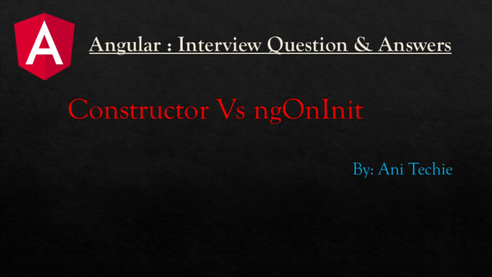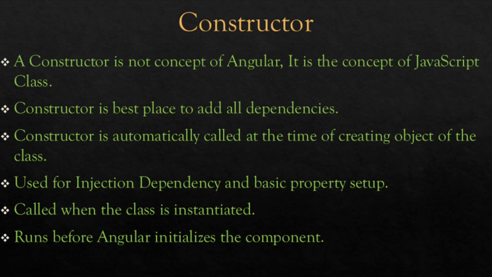Let us start with constructor. A constructor is a TypeScript feature, not Angular specific, and is called when the class is instantiated, used for dependency injection and basic property setup. It runs before Angular initializes the component. The constructor is the best place to add all dependencies, and it is automatically called at the time of creating the object of the class.